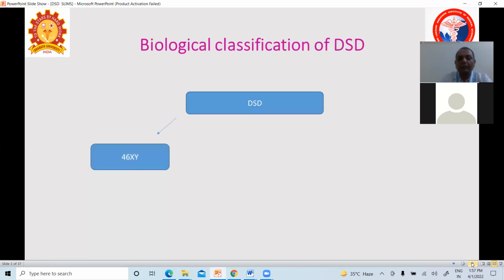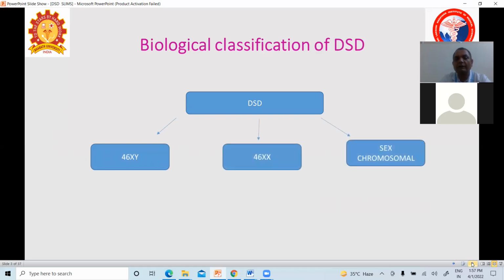So for clinical purposes, disorders of sexual differentiation have been classified into three types: 46XY, 46XX, and sex chromosomal disorder.